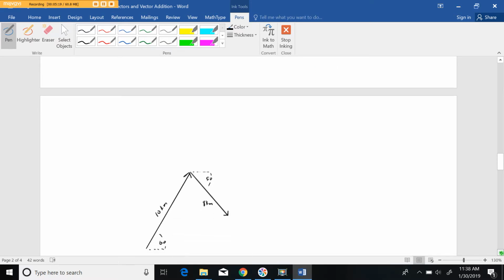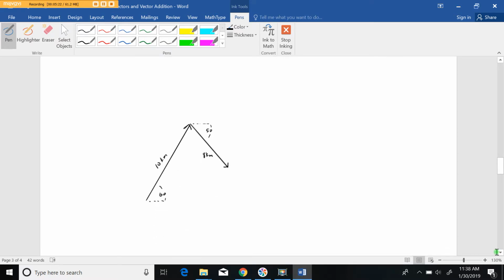All right, so examples. Here what we're going to do is add these two vectors. I've got this vector 10 kilometers long, 60 degrees with the positive x-axis. It's already drawn tip to tail with another vector, which is 8 kilometers long, minus 50 degrees with the positive x-axis. And what we're going to do here is start by taking these vectors and drawing in their components. I'm going to put their components in red.